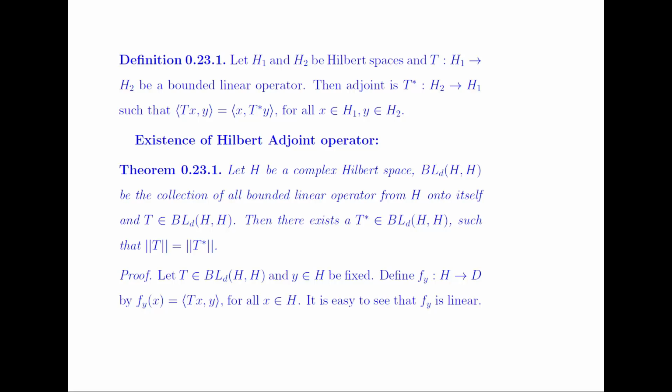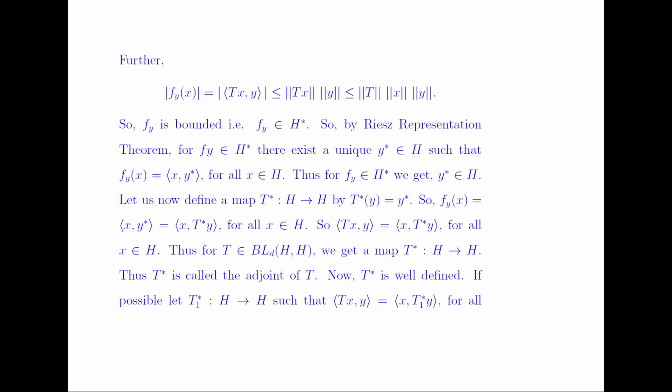So now we'll discuss the proof of this theorem. Let T belong to the collection of bounded linear operators and y be any fixed element in H. So we define f from H to C by f of x is equal to the inner product of Tx, y for all x belonging to H. Now it has been given that T is linear, so this f is linear. It is easy to check it out.